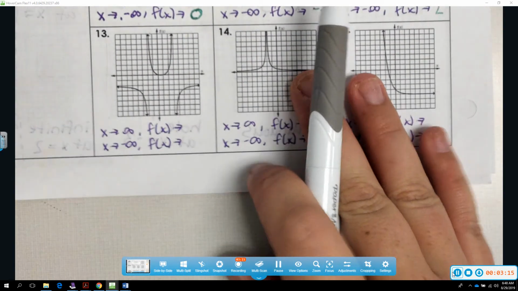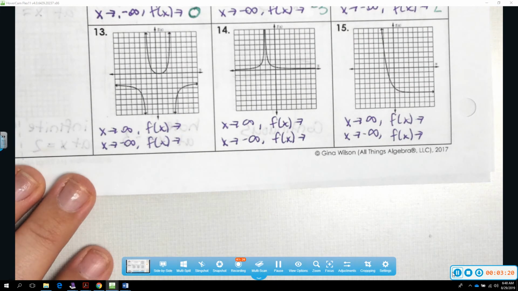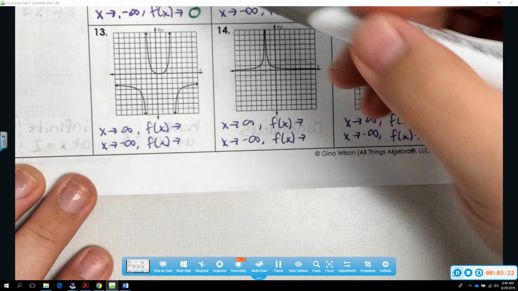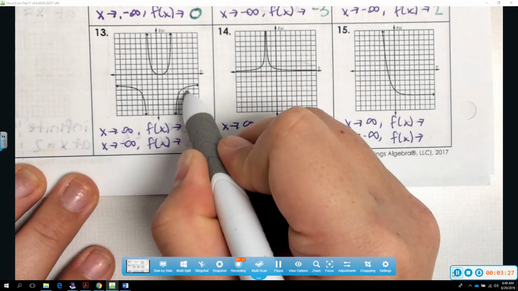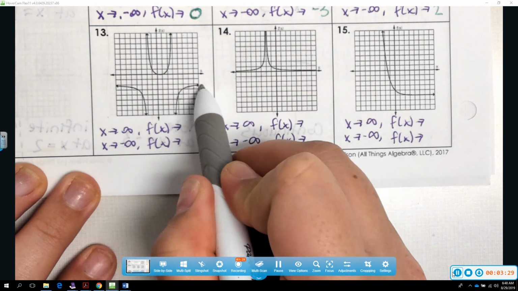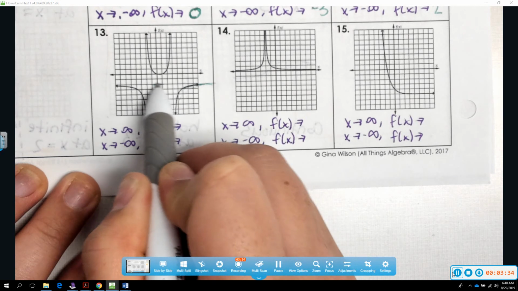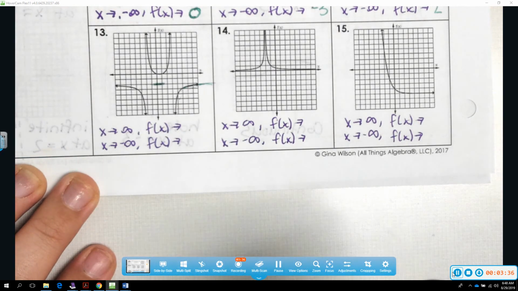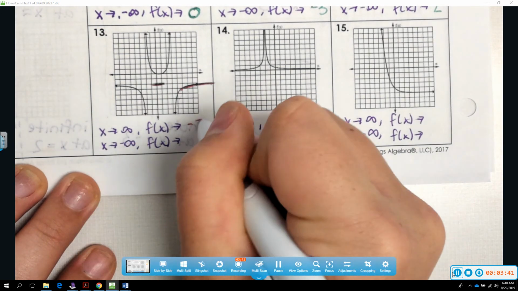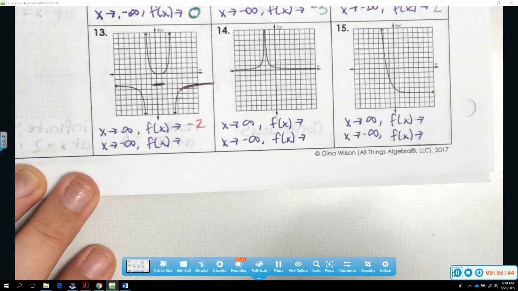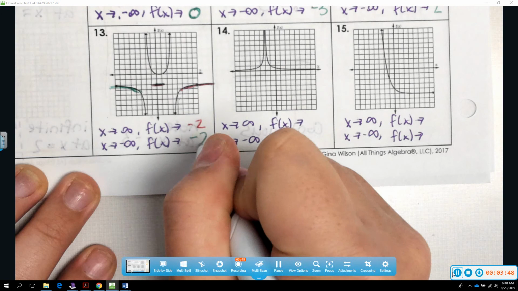Okay, number 13. So as x goes right, f of x goes to, this one looks a little different, okay? As x goes right, it is going up, but it's also going to right here. It's getting really, really close to, let's see, right here. I should have been using red. There we go, right here. That is at -2. So as x goes left, go ahead and look at the left-hand side, same exact thing. It's getting really, really close to -2.